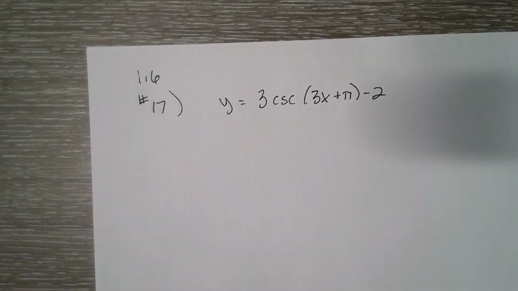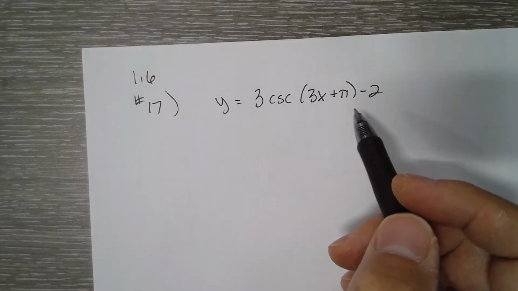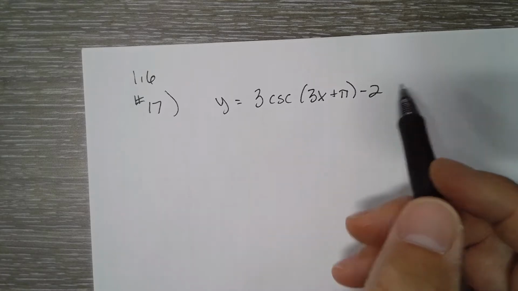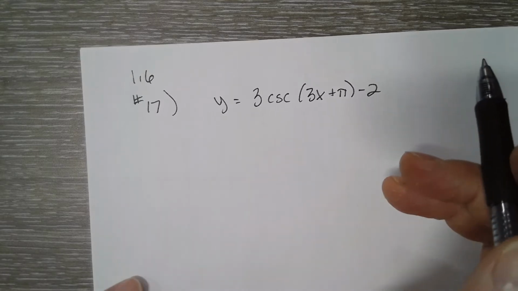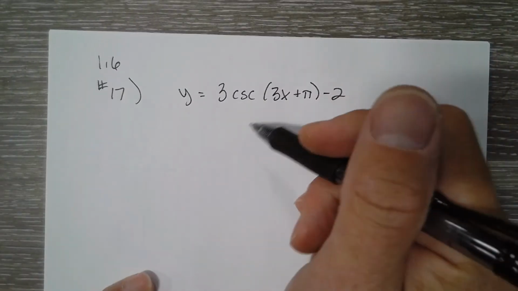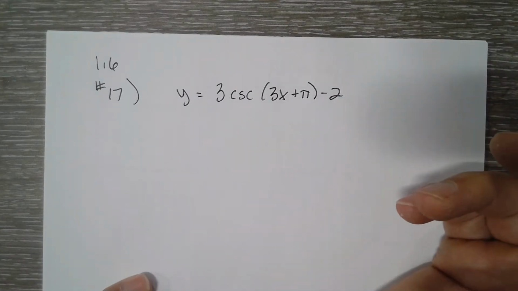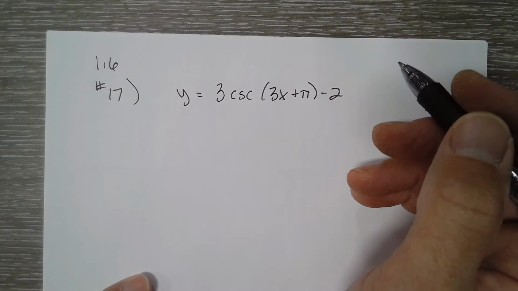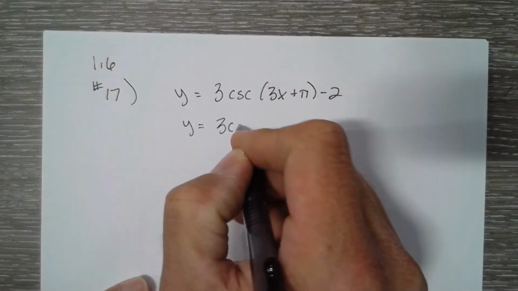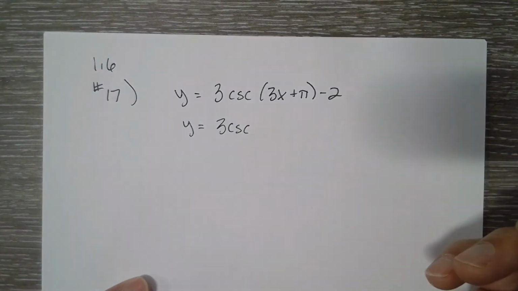Alright, 1.6 number 17, you're supposed to figure the period, the domain, the range, and draw a graph of the function. Okay, so this is about as tough of a problem as you'll see. Probably tougher than most problems you had back in pre-calc and algebra 2, if you did this in algebra 2. So it's probably not fair for them to just toss this in. So I'll try to talk it through.